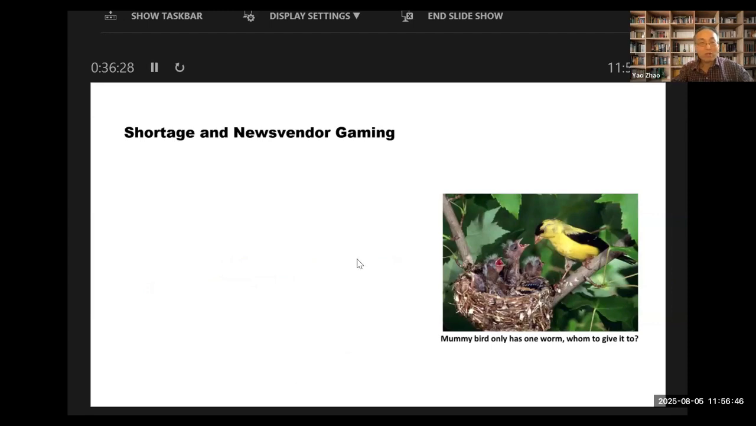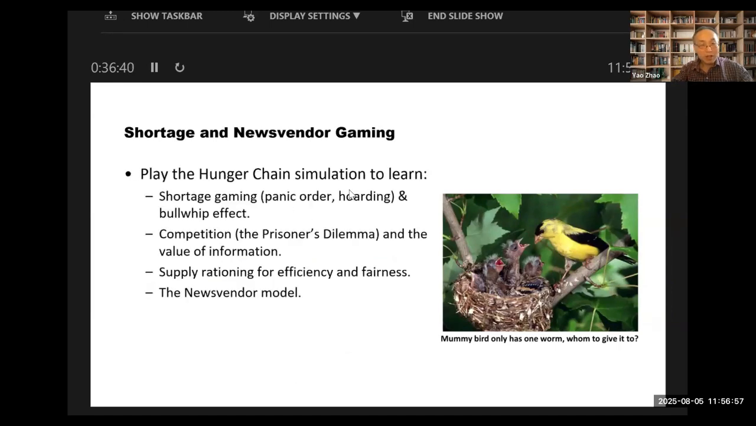For distribution logistics, we also have a game students can play, the shortage and newsvendor gaming. The learning objective would be shortage gaming, such as panic orders, order inflation, and hoarding, and also the bullwhip effect because of the order inflation. The students also experience competition, often for the first time in the courses, and simulate the prisoner's dilemma. They also understand the value of information, because if you know there's a shortage or not, it's going to significantly affect your decision. I also say a little bit more about competition.